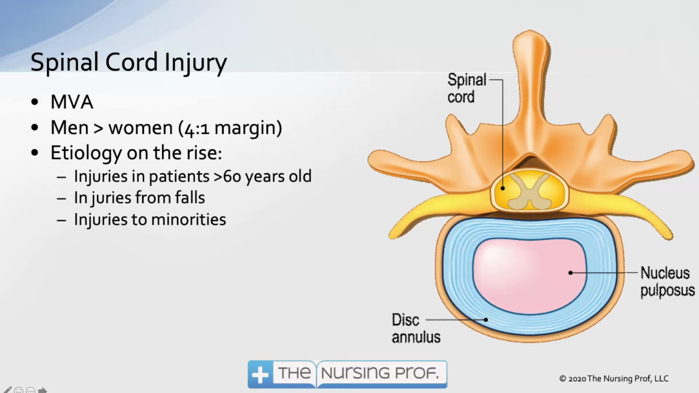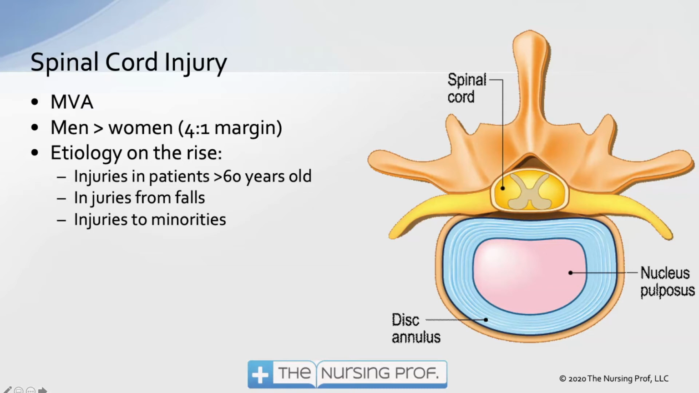Spinal cord injuries fall under the neurologic category as well. Typically, we're going to see these with motor vehicle accidents. The etiology is on the rise. Injuries in our patients who are greater than 60 years old, injuries from falls, and injuries to minorities are increasing in number dramatically.